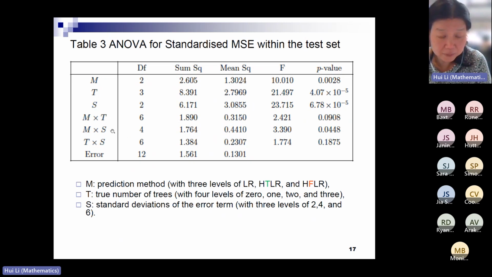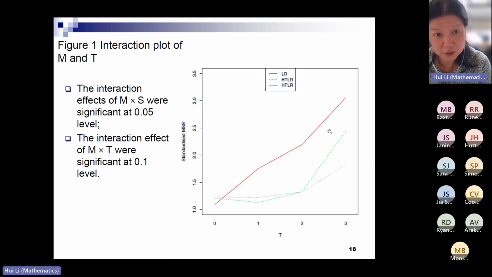The other two interaction effects: the one between the method and the true trees is mildly significant at the 10% level. The interaction effect between the methods and the standard errors is significant at a 5% level. So we can certainly take a further look at the interaction plot between the methods and the number of trees over there.